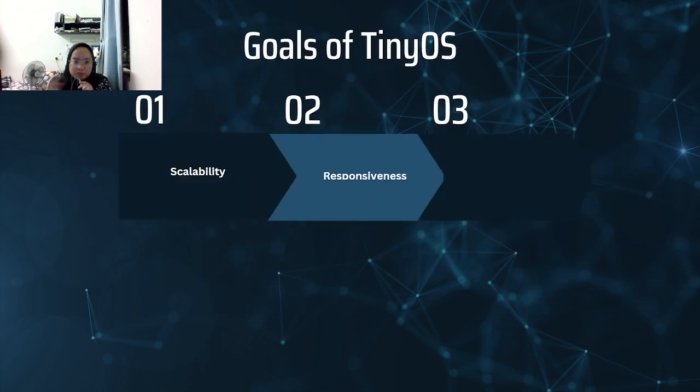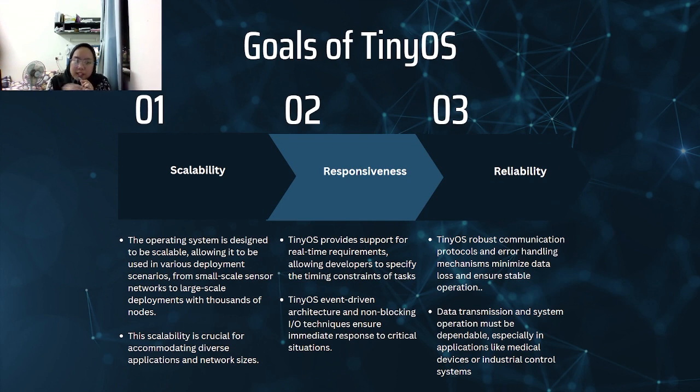Next is the goals. Before that, the goals and the aims are typically just the same, but I've separated them to be clear. The 3 goals that I found start with scalability. Scalability is designed into TinyOS, allowing it to be used in various deployment scenarios, from small-scale sensor networks to large-scale deployments with thousands of nodes. Later, we will learn what the nodes are and why they are important. This scalability is crucial for accommodating diverse applications and network sizes.